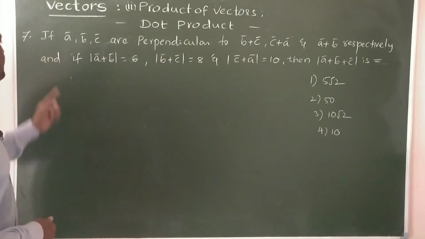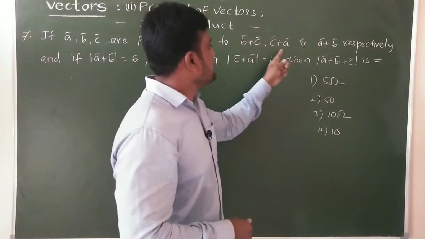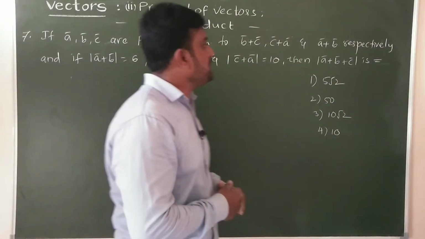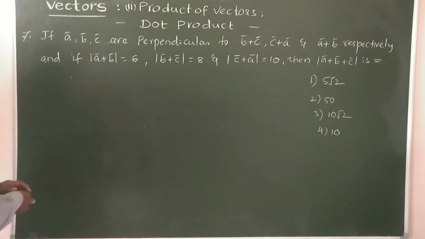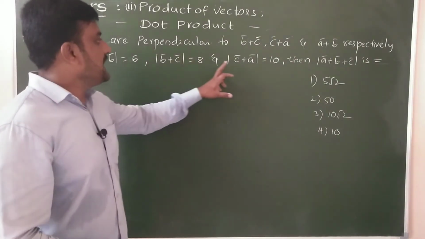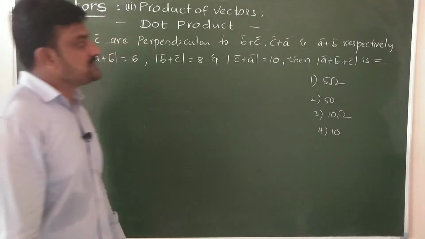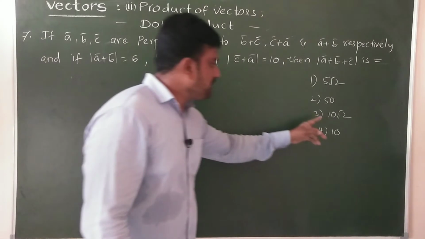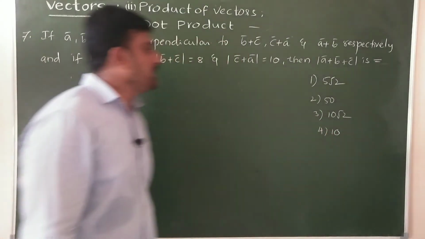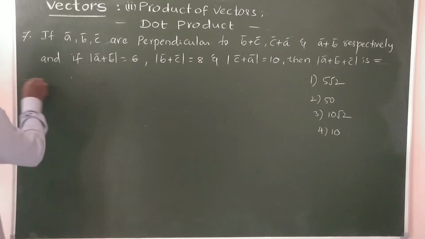Our question is: if a, b, c are perpendicular to b plus c, c plus a and a plus b respectively, and if |a plus b| equals 6, |b plus c| equals 8 and |c plus a| equals 10, then what is the modulus of a plus b plus c? The options are 5 root 2, 50, 10 root 2 or 10. Let us check our given problem.